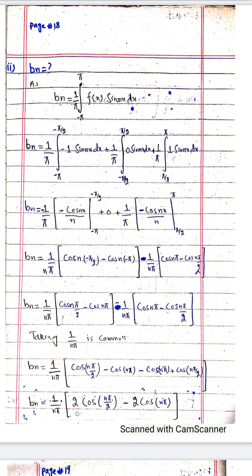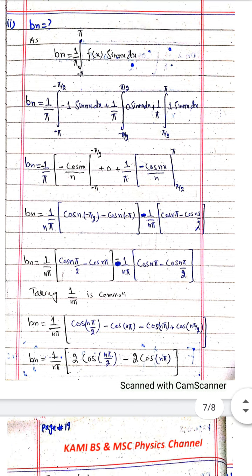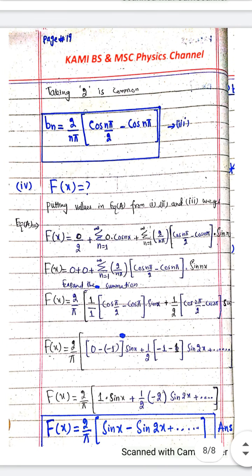bn is equal to 1 over n pi, the cos n pi divided by 2, cos n pi divided by 2 is 2 cos n pi by 2, minus, this minus and minus will add up, so minus 2 cos n pi. Taking 2 common, so bn is equal to 2 divided by n pi, cos n pi divided by 2 minus cos n pi. This is equation 3.